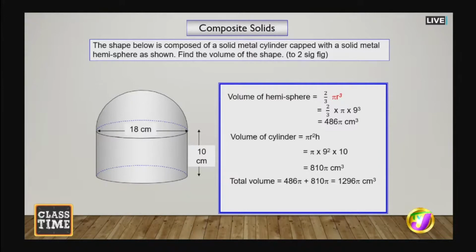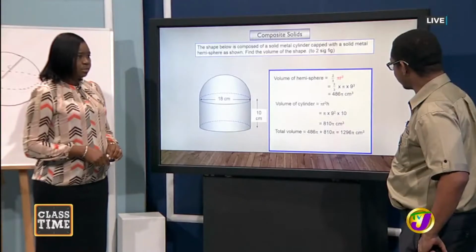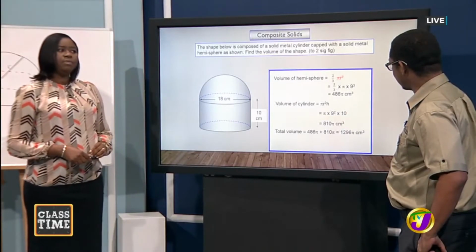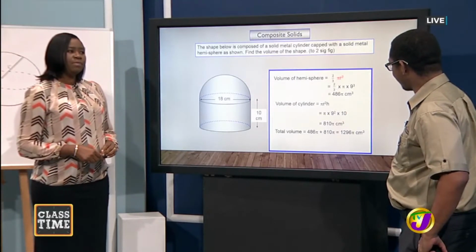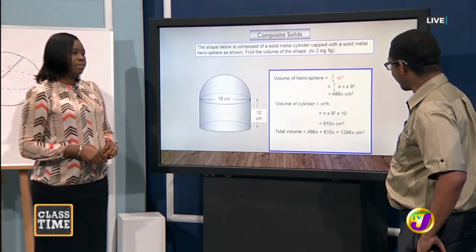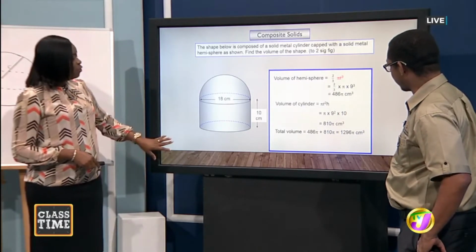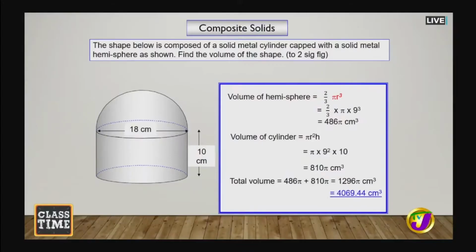Okay, so I'm thinking we'd have to convert this to that whole number or decimal format by changing that pi to 3.14, and multiplying that. Yes. 1,296 by 3.14 would give us 4,096.44 cubic centimeters. And we needed two significant figures.